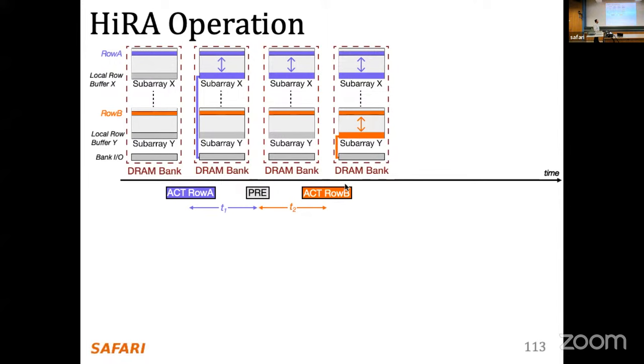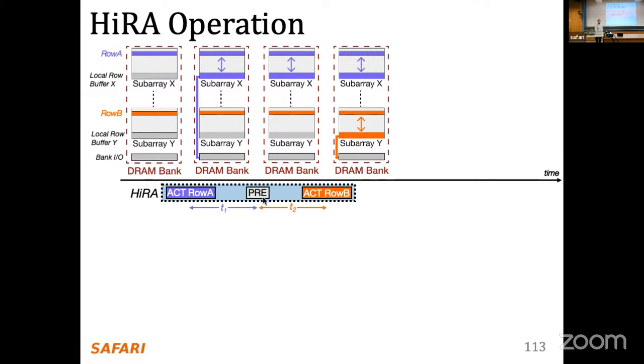Just to make something clear, this is a design in our mind. It's a hypothetical design, and it definitely doesn't mean that this is exactly implemented this way in off-the-shelf DRAM chips. But with this model, we can explain what we observe in real DRAM chips. So we call this sequence of commands, activation, precharge, and activation, HIRA. There are two timing parameters, T1 and T2, defining the latency between these three commands.